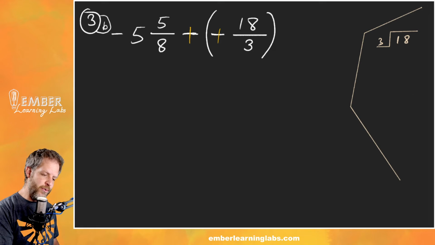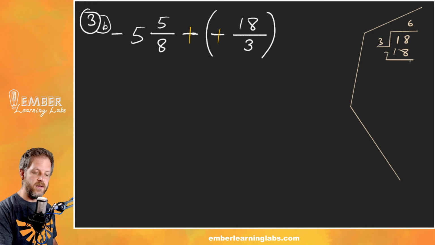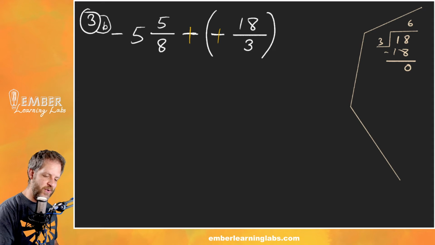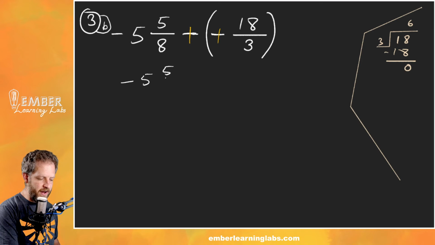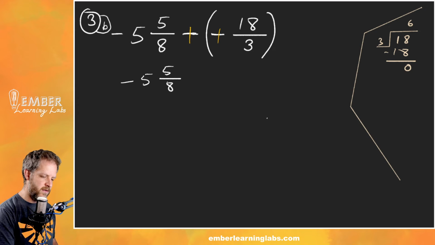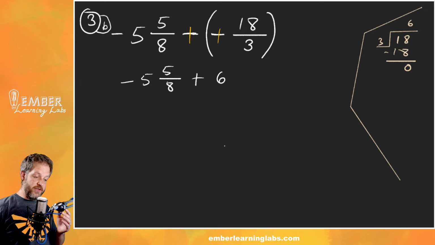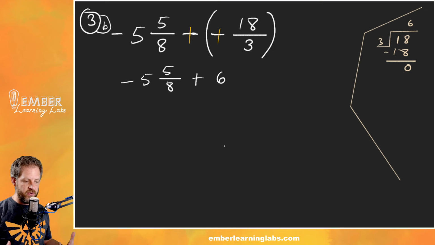Yeah, so here we go. 3 goes into 1 0 times. 3 goes into 18 6 times, because 3 times 6 is 18. We get 0. So it's just straight up 6. There we go. So this turns into negative 5 5/8 plus 6.